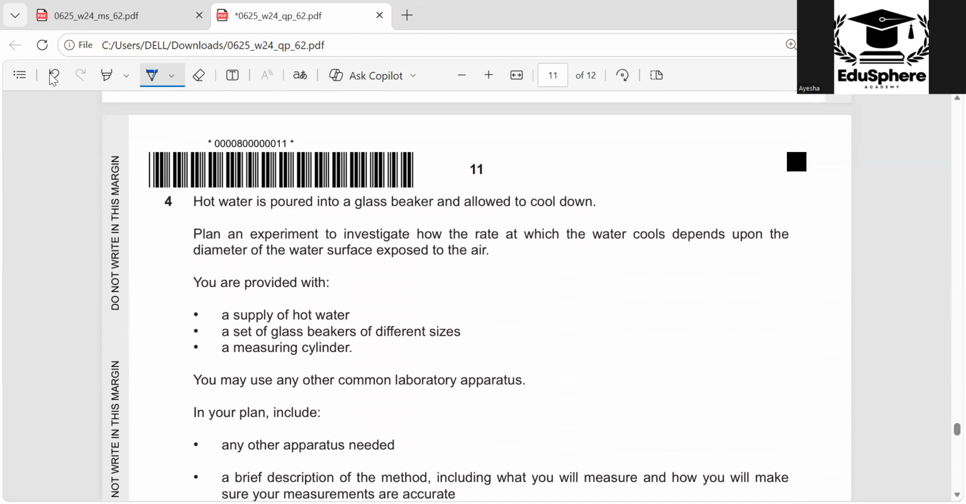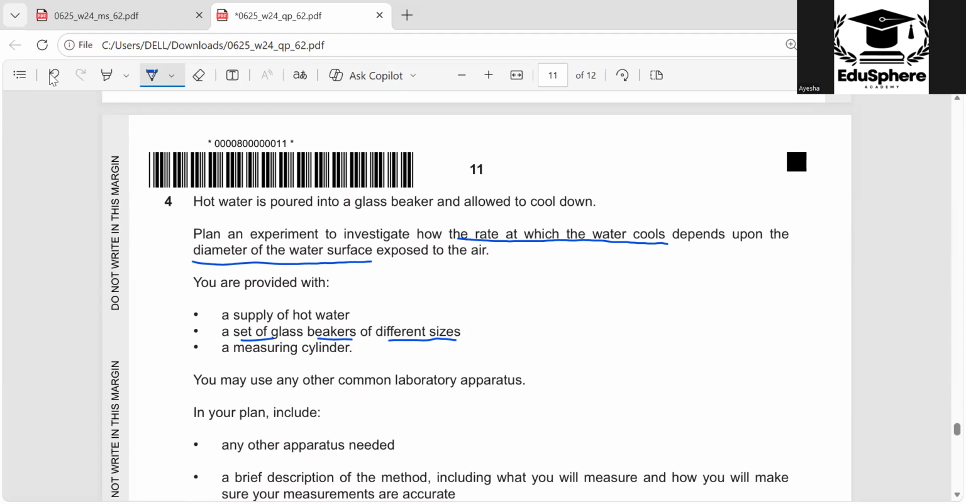Okay, now this question says that there is hot water which is poured into a glass beaker and allowed to cool down. Plan an experiment to investigate how the rate at which the water cools, the time that the water cools, depends upon the diameter of the water surface. So it means that they are provided with a supply of hot water and a set of glass beakers of different sizes, maybe the diameter is different.